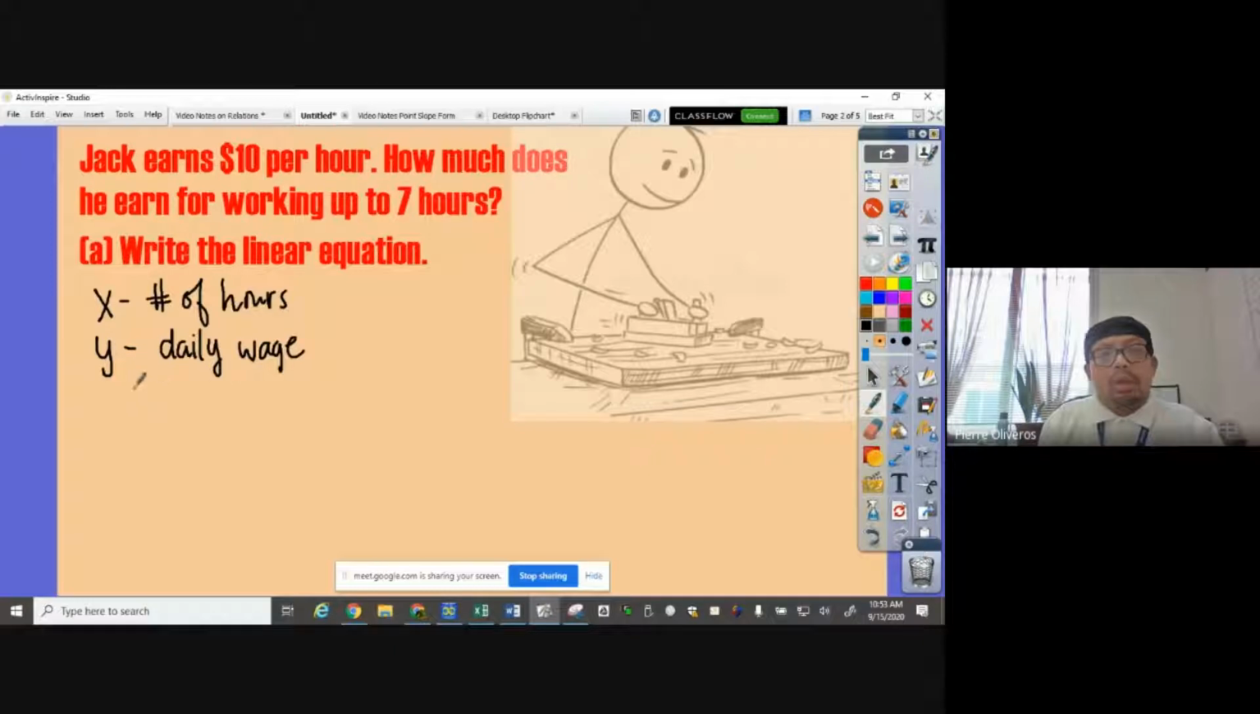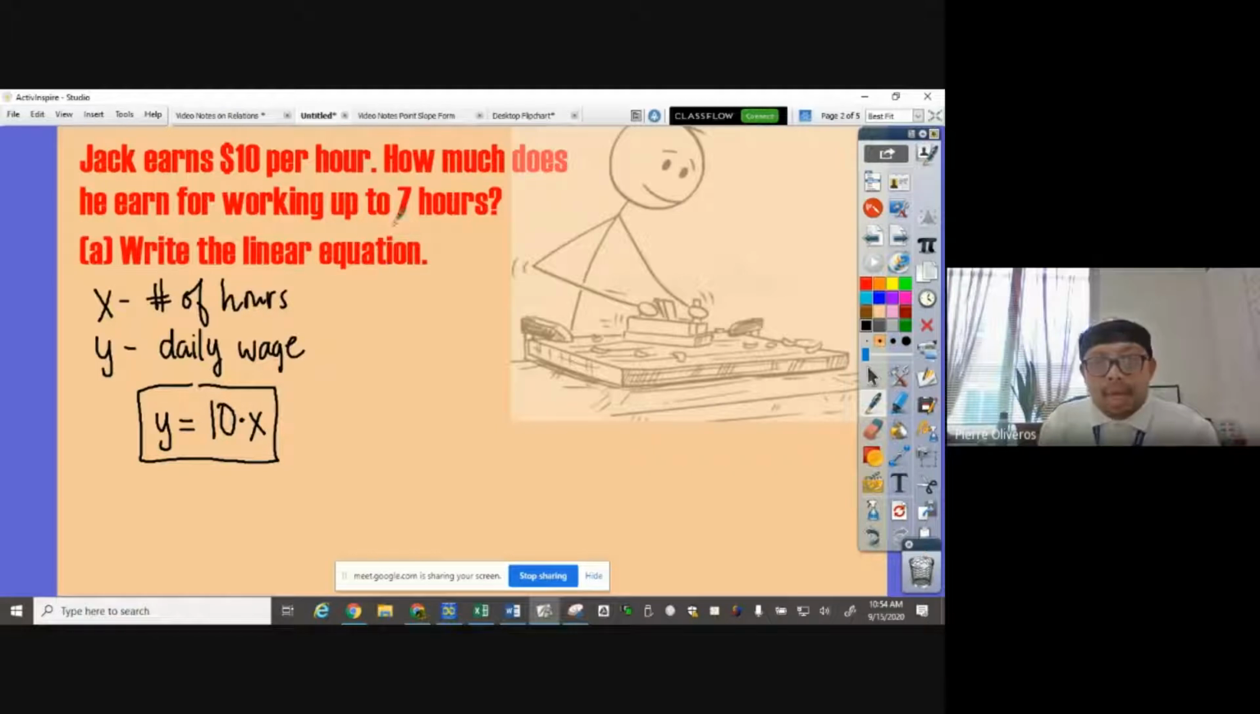Here, we know that Jack earns $10 per hour. Do you know how many hours he will work? Maybe today is 7 hours, but tomorrow, you don't know. So I'm going to multiply it by x. When you multiply the $10 by x, the number of hours, that gives you the daily wage he will earn. And this is your equation.